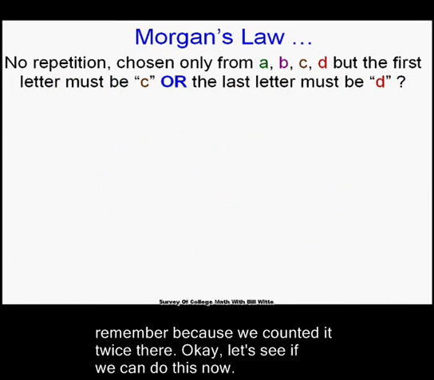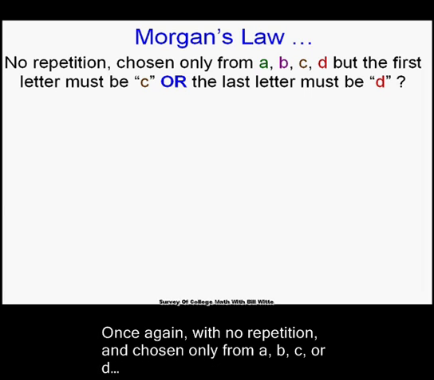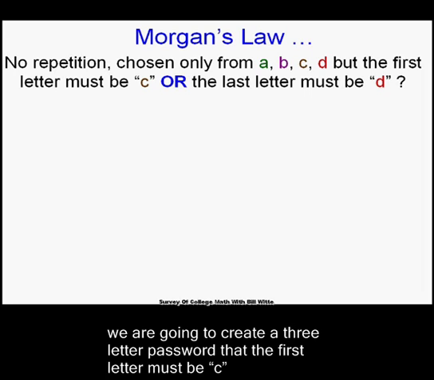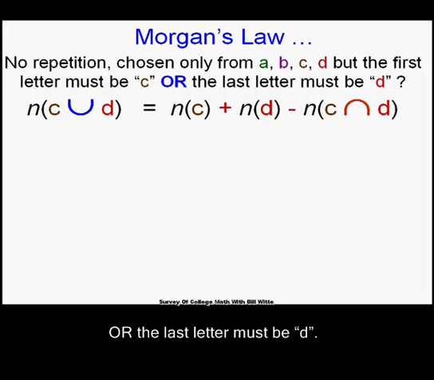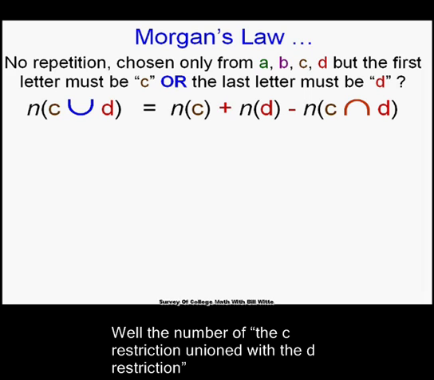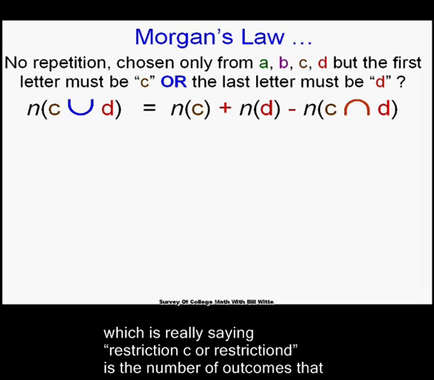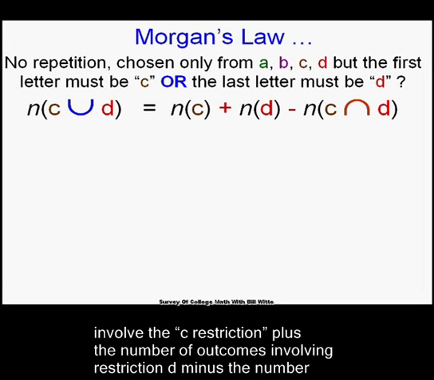Now then, let's see how much you learn. Okay, let's see if we can do this. Once again, no repetition, chosen only from A, B, C, and D. We're going to create a 3-letter password, but the first letter must be C or the last letter must be D. Well, the number of C union D, which is C or D, is the number of outcomes of C plus the number of outcomes of D minus the number of outcomes of C intersected with D.